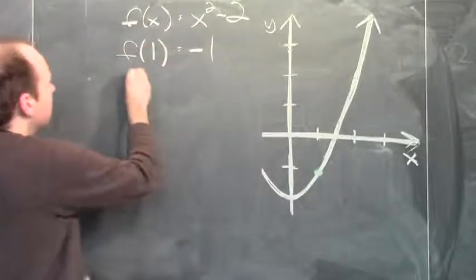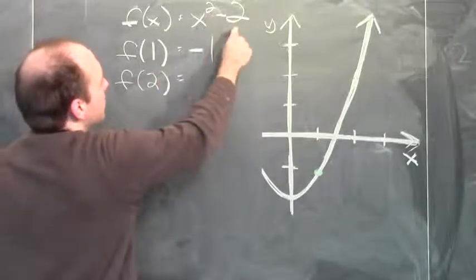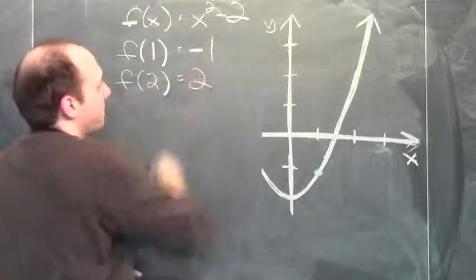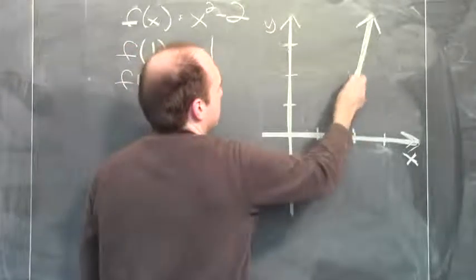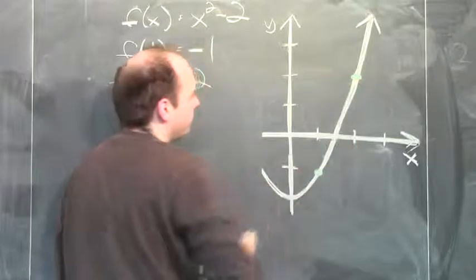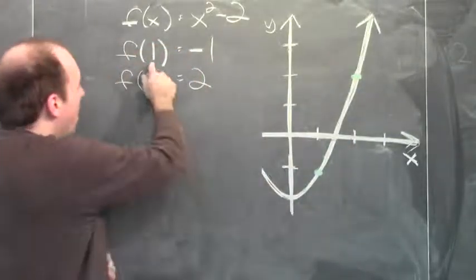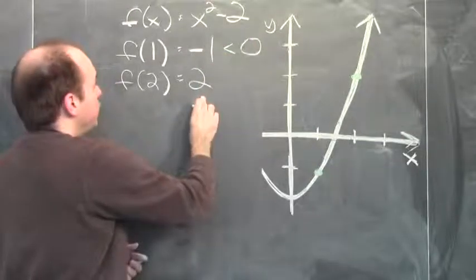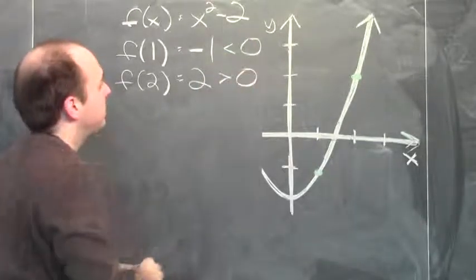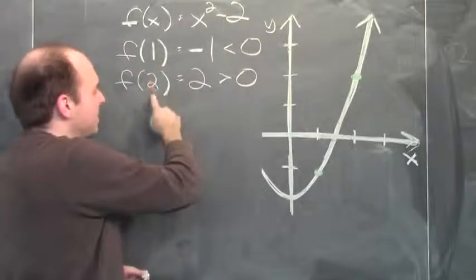Then take a look at, say, f of 2. F of 2 would be 2 squared minus 2, which is 2. And I can plot that on my graph right here. It's 2, 2. Now, f is a continuous function, and at 1, it's negative, and at 2, it's positive. So it's a continuous function. It's negative at 1, and it's positive at 2.